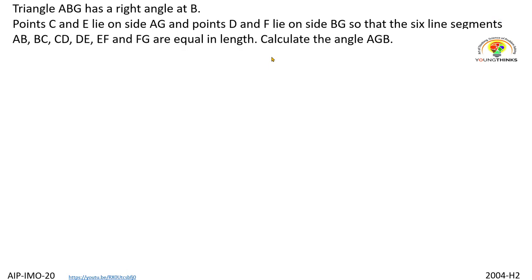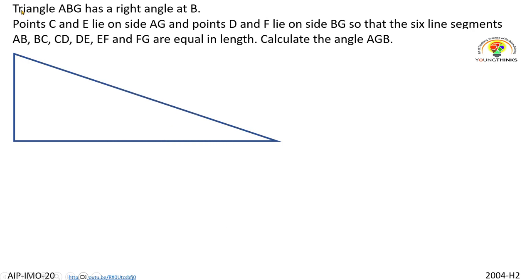Okay. The triangle ABG has a right angle at B. No diagram given. Okay. The points C and E lie on the side AG, and points D and F lie on the side BG, so that the six line segments AB, BC, CD, DE, EF, and FG are equivalent. Calculate the angle AGB.